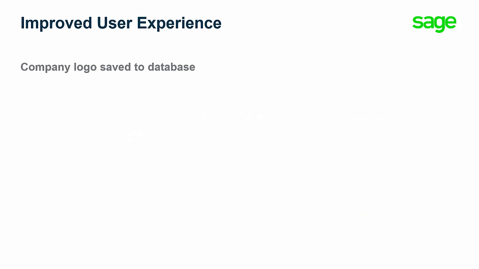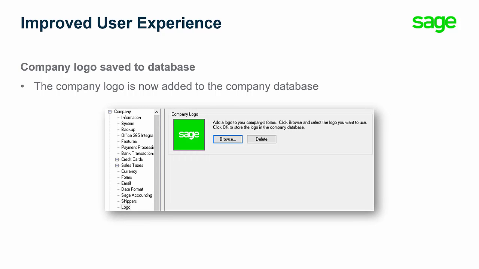If you have a company logo that you use on Sage forms, such as invoices or quotes, your logo will now be saved in your Sage 50 company database. When moving your Sage 50 database to a new computer, or when working from multiple workstations, you will no longer have to find your company logo and upload it to your company settings.